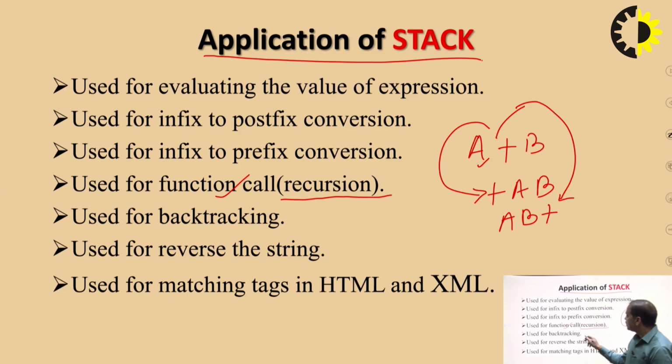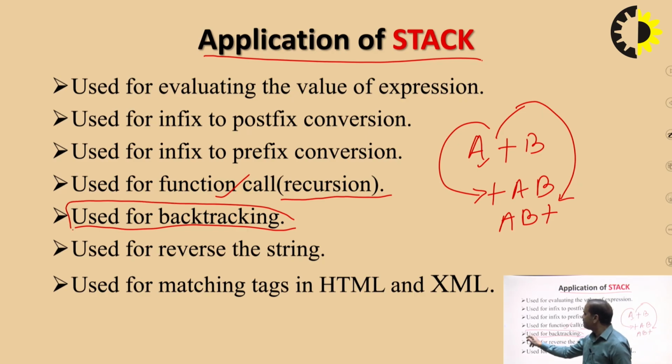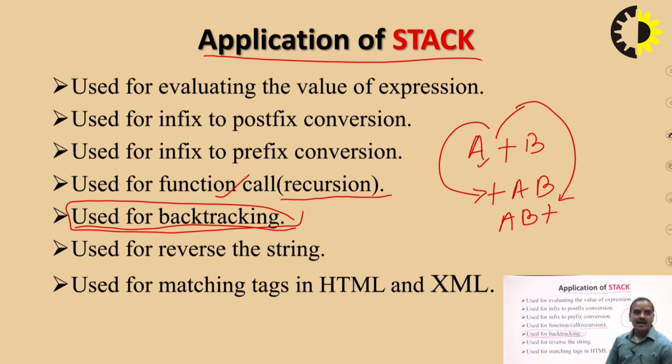The next one is used for backtracking. This is the basic concept of traversing or processing data. Backtracking means we have to follow certain rules and regulations. After certain steps, if the result is not shown, then we have to backtrack to the previous step and use another path to find the solution of the given question. That is called backtracking. We use a stack for this backtracking.